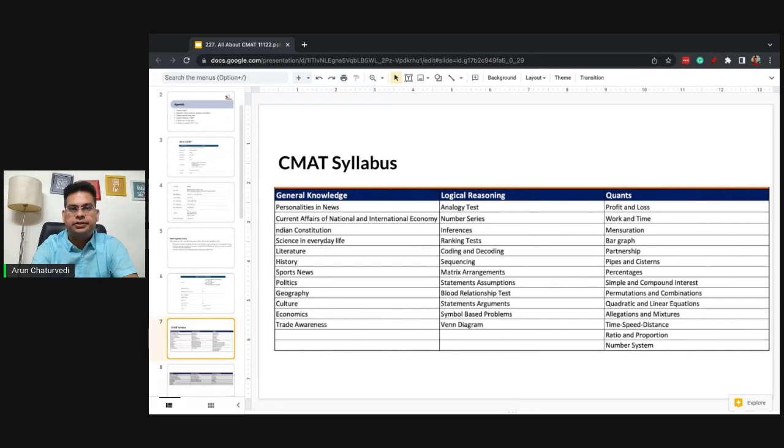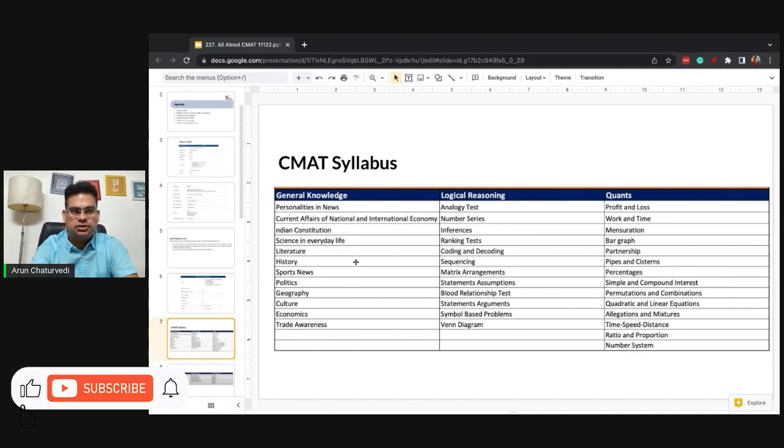Coming to the syllabus, whatever you have prepared in CAT, almost same syllabus is here, except for GK, which is added. So important personalities, current affairs, Constitution of India, literature, history, sports news, politics, geography.